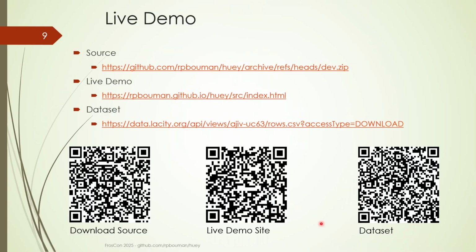The first one is the download of the source. You can do that if you want a local copy of it. There's also a live demo site, which means that you don't need to install anything. You can just do it on the site. But then you have to trust me that the site is safe and that your data is not going to get lost. And there's a link to a data set that you can use, which is just a URL.